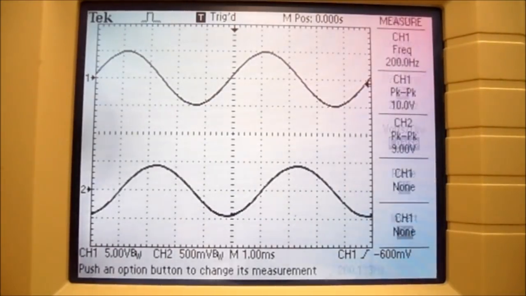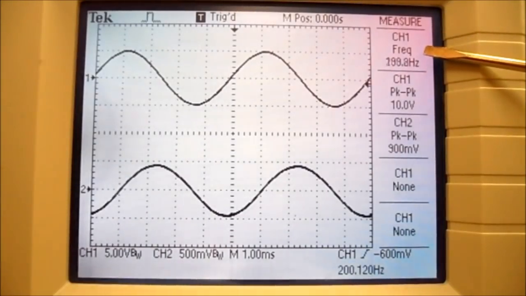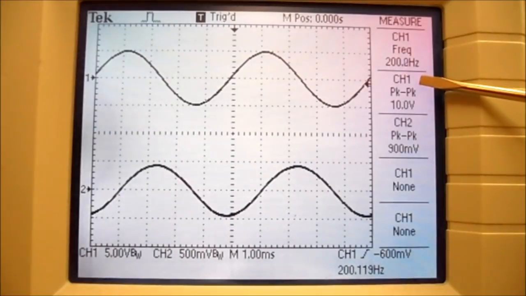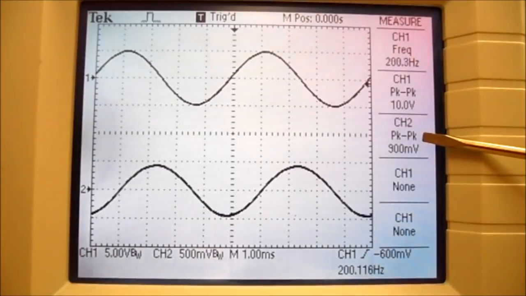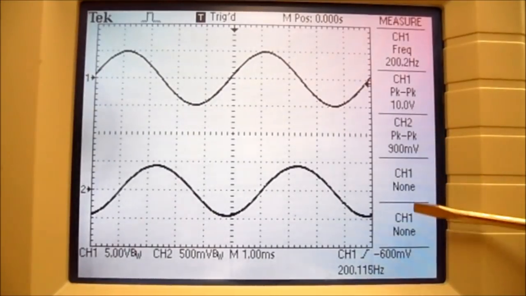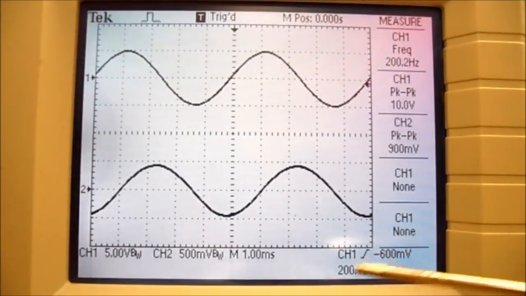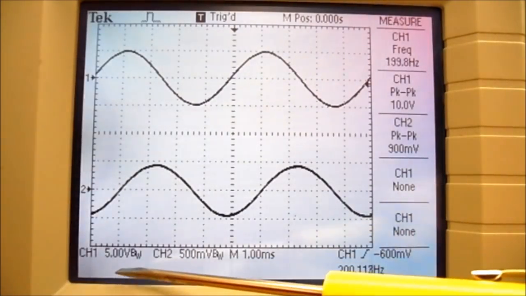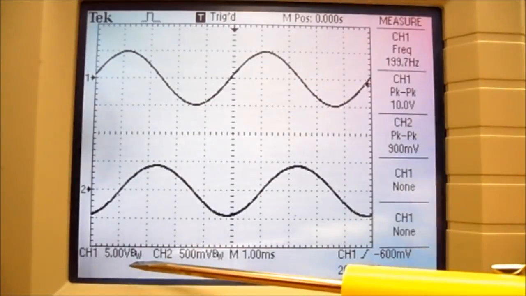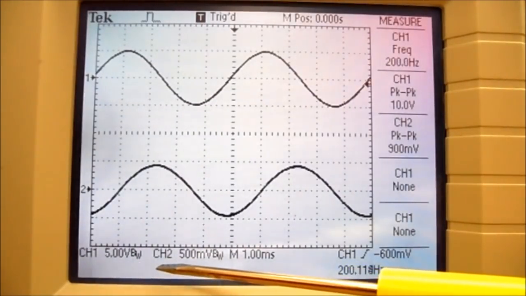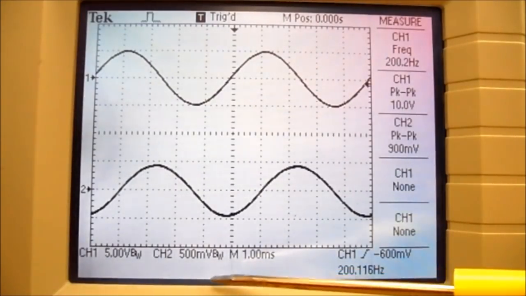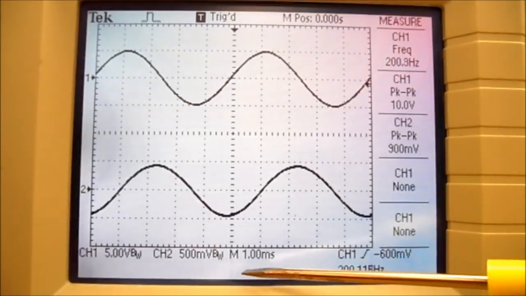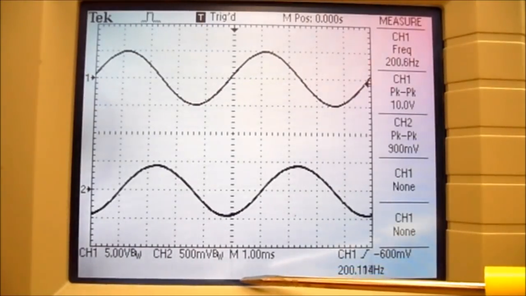I've pressed my measure button, and I've set it up so that channel 1 displays frequency, channel 1 displays peak-to-peak voltage, and channel 2 displays peak-to-peak voltage. I haven't bothered with the other readings. You'll notice channel 1 is on 5 volts per division with bandwidth limit on. Channel 2 is 500 millivolts per division with bandwidth limit on. And my seconds per division is set to 1 millisecond per division.